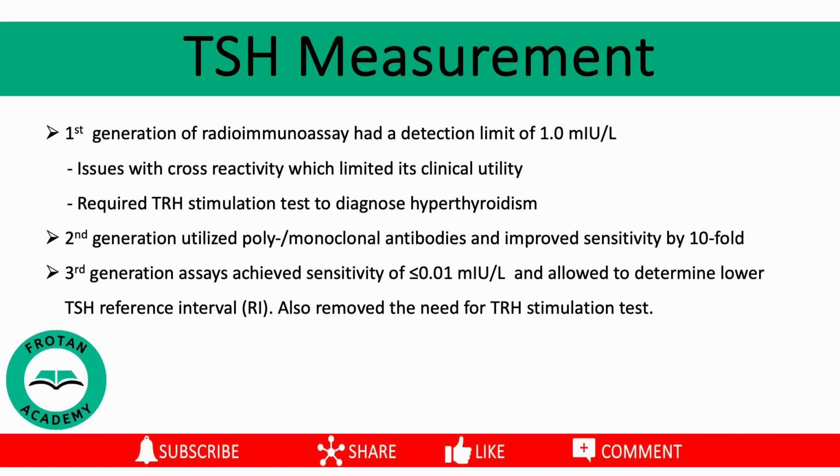The development of third-generation immunometric assays that use non-isotopic signals achieved a sensitivity of less than or equal to 0.01 milli-international unit per liter, which allowed not only to determine the lower TSH reference interval, but also detect and distinguish between varying degrees of hyperthyroidism without the need for TRH stimulation. These third-generation immunometric assays use signals such as enzyme, fluorophores, chemiluminescence, and bioluminescence molecules. The current TSH methods are immunochemiluminometric assays which are widely used in automated analyzers.